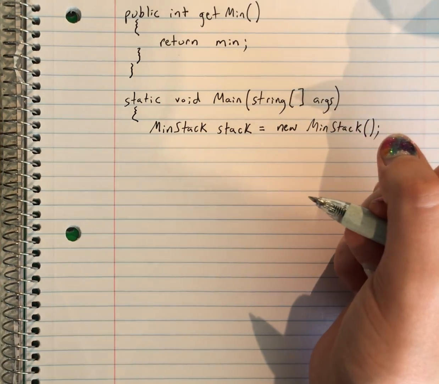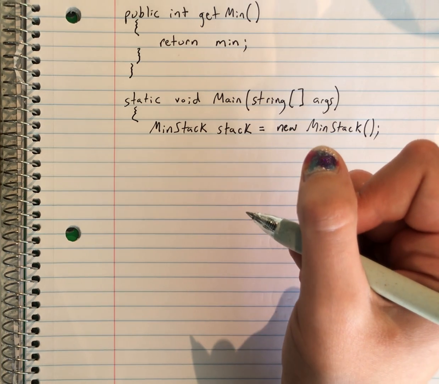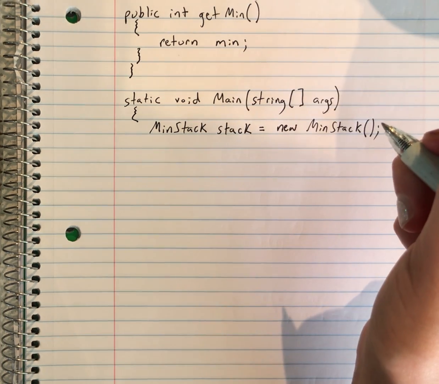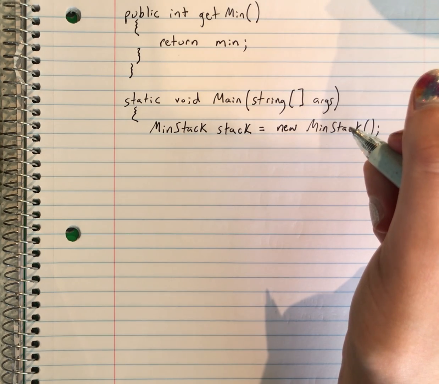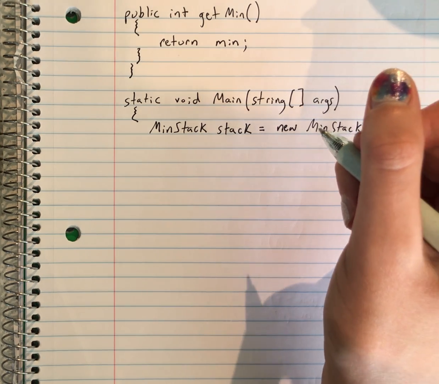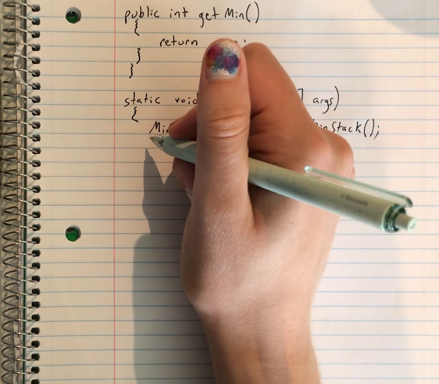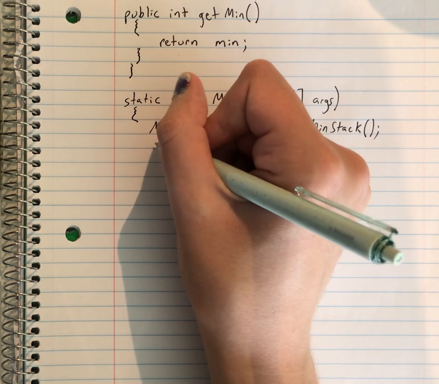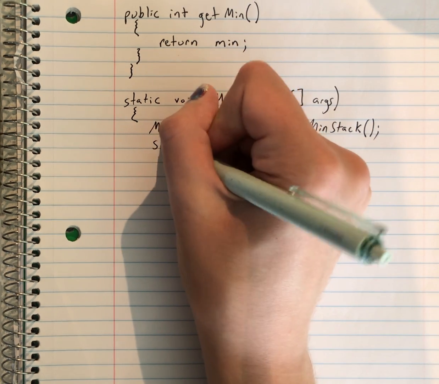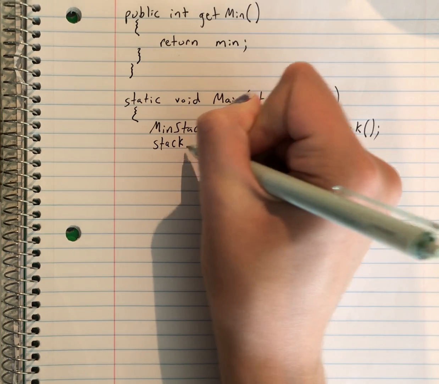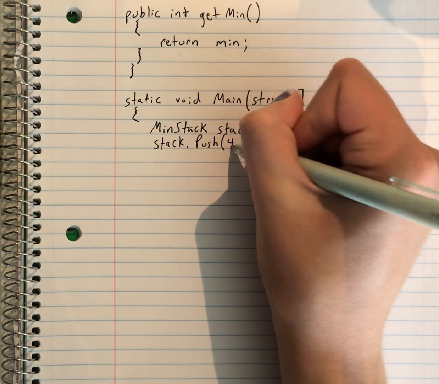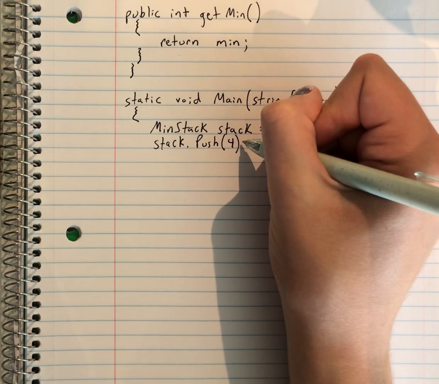And we can push a few items in, pop something out, and see what our min is. See if the min is correct. So we'll push 4.